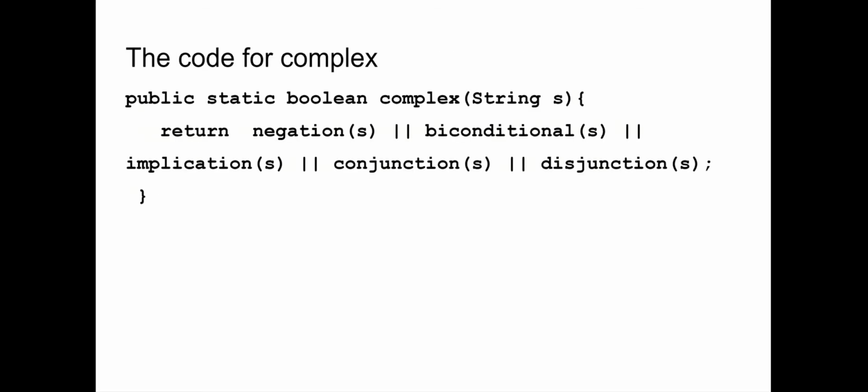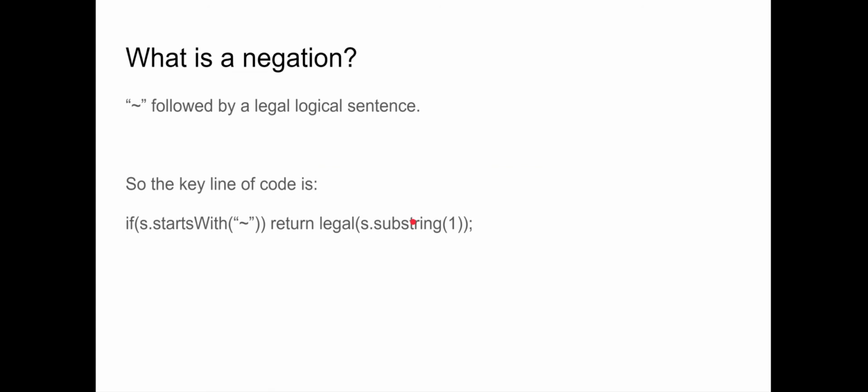But here's the code for complex. If someone else writes the code that determines whether or not our sentence is a negation, a biconditional, an implication, a conjunction, or a disjunction, all we have to do is create a great big disjunction amongst those method invocations, and we're done. See, we're using logic to write code. Complex is done. We just have somebody else who solves the problems for these other 5. So let's see how many of these other 5 we can actually get through in our 5 minutes.